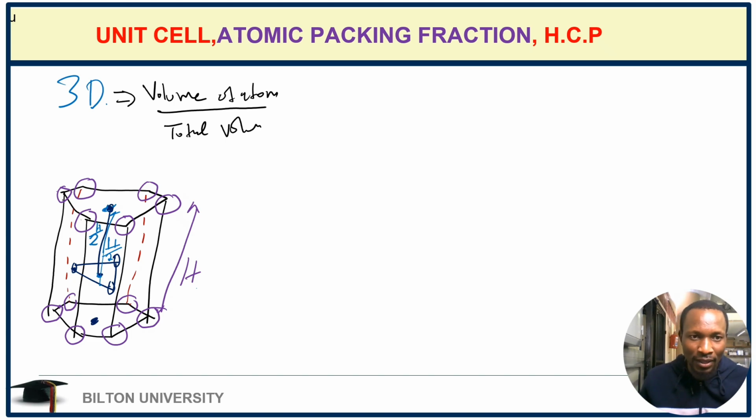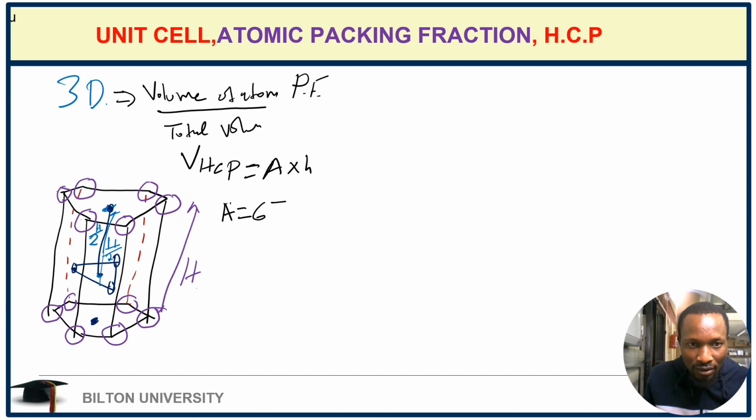Okay, so now let's start our calculation, because now the packing fraction will just proceed. Packing fraction is equal to the volume of the atoms over the total volume, and the volume of HCP is given by the area of that HCP times the height. The area of the HCP we have calculated from 2D, and we found it to be 6 root 3 r squared.